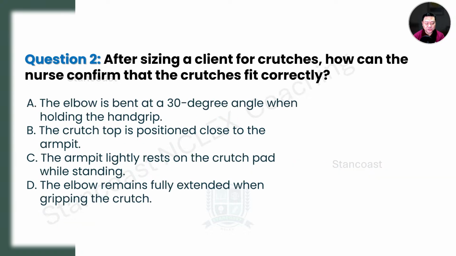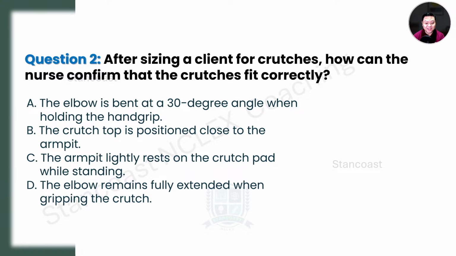Let's have number two. After sizing a client for crutches, how can the nurse confirm that the crutches fit correctly? A, the elbow is bent at a 30-degree angle when holding the hand grip. C, the axilla rests on the crutch pad while standing. Or D, the elbow remains fully extended when gripping the crutch. This is a basic question.